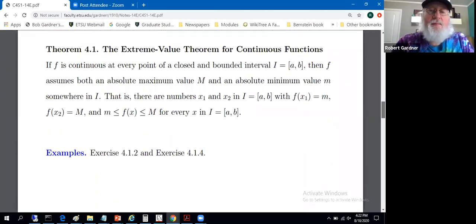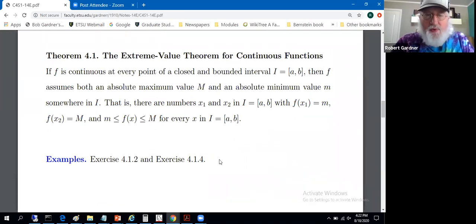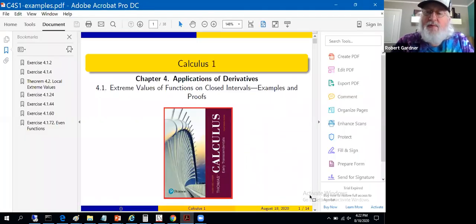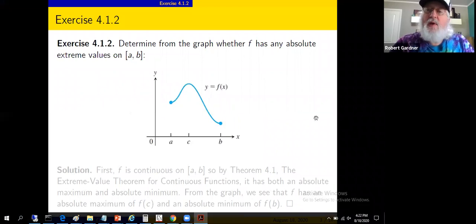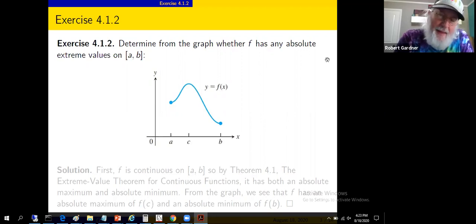So let's look at some pictures, basically. Let's do a couple of examples, which is really just going to involve looking at graphs. The question is, determine from the graph whether f has any absolute extreme values on the interval from a to b. All right, there's a graph of the function. That's a continuous function, ain't it? By Dr. Bob's anthropomorphic idea of limits and the definition of continuity, the fact you can draw it without picking up your pencil, I'm happy enough with that.